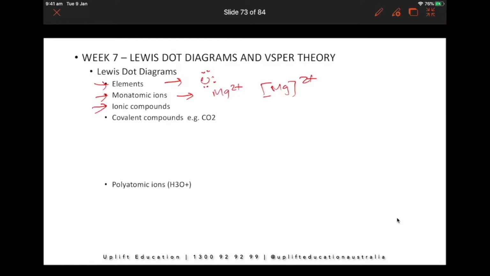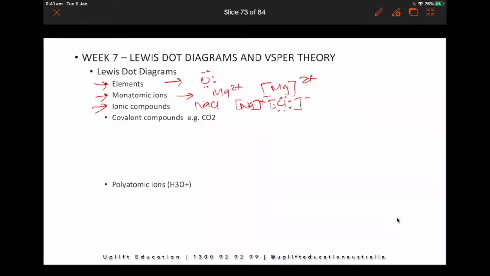So for example, if we're looking at sodium chloride, this is a combination of sodium as a metal, and we know that sodium loses all its electrons to give to chlorine, and it has a positive charge. And then chlorine gains all those valence electrons to gain a full outer shell, and it has a negative charge.